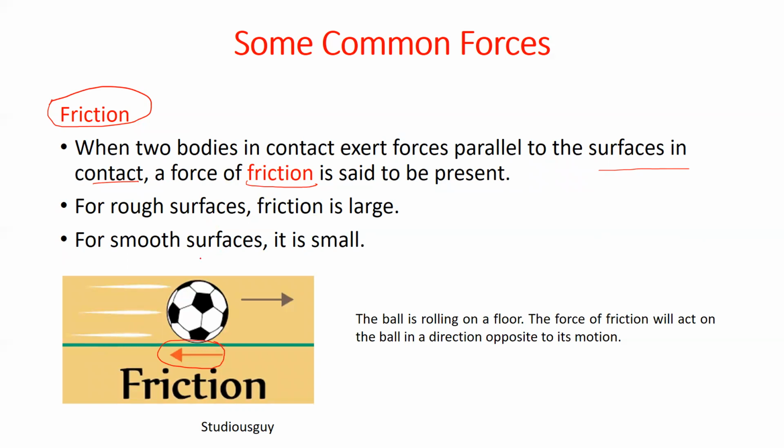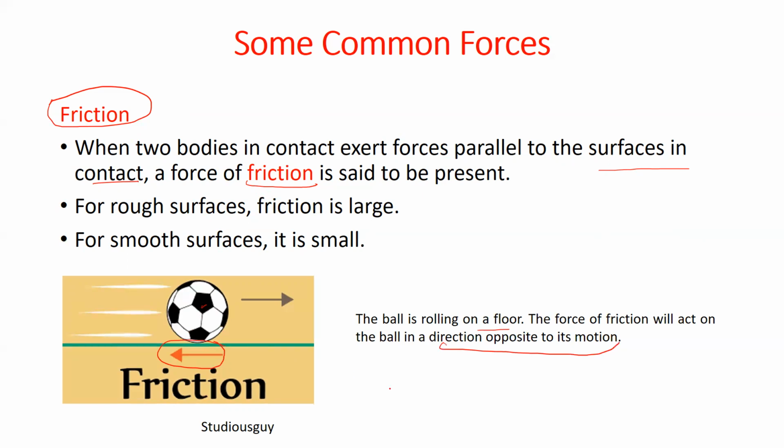Because as per definition, a force of friction will be present between two bodies. The ball is one body, the floor is one body, and when the two bodies are in contact, parallel to one another, the ball is rolling on the floor, and the force of friction will act on the ball in a direction opposite to the direction of motion of the ball.